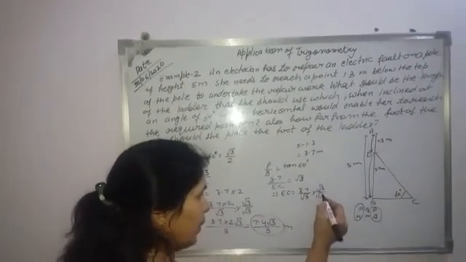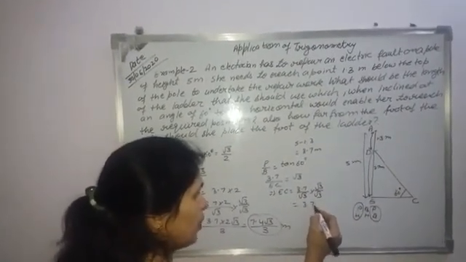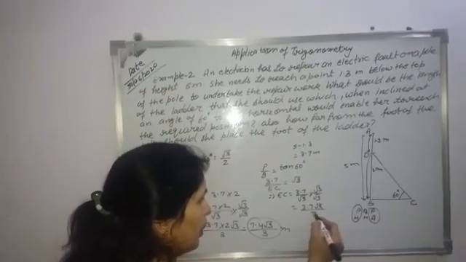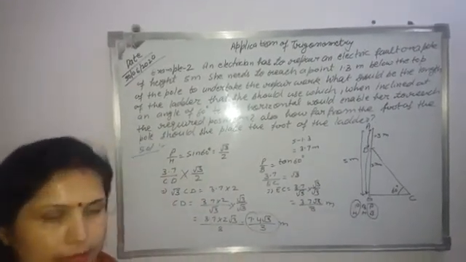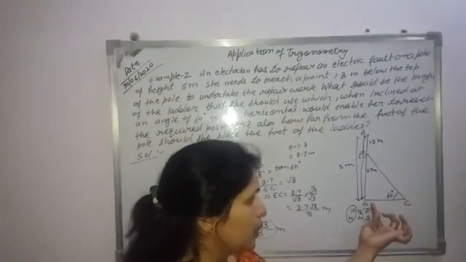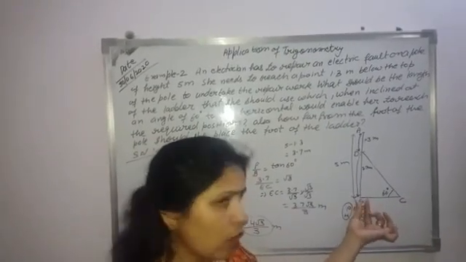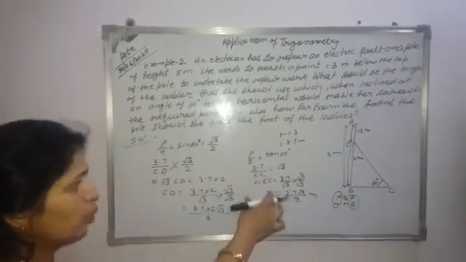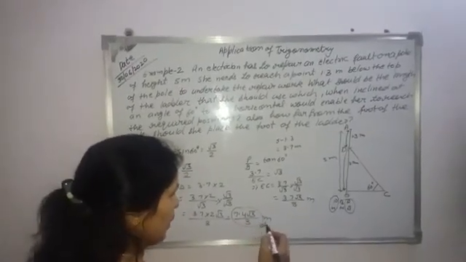Multiply and divide by root 3. So this value is 3.7 times root 3 divided by 3 meter, and this is the distance between the ladder and the foot of the pole. So this is the required value. First one is this one, and second.